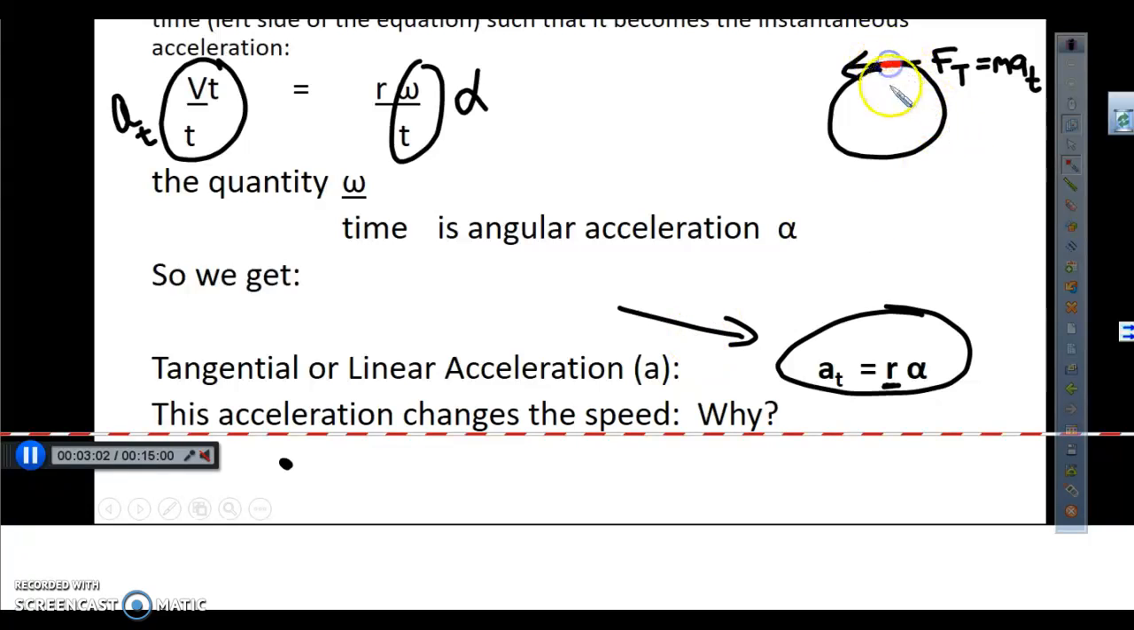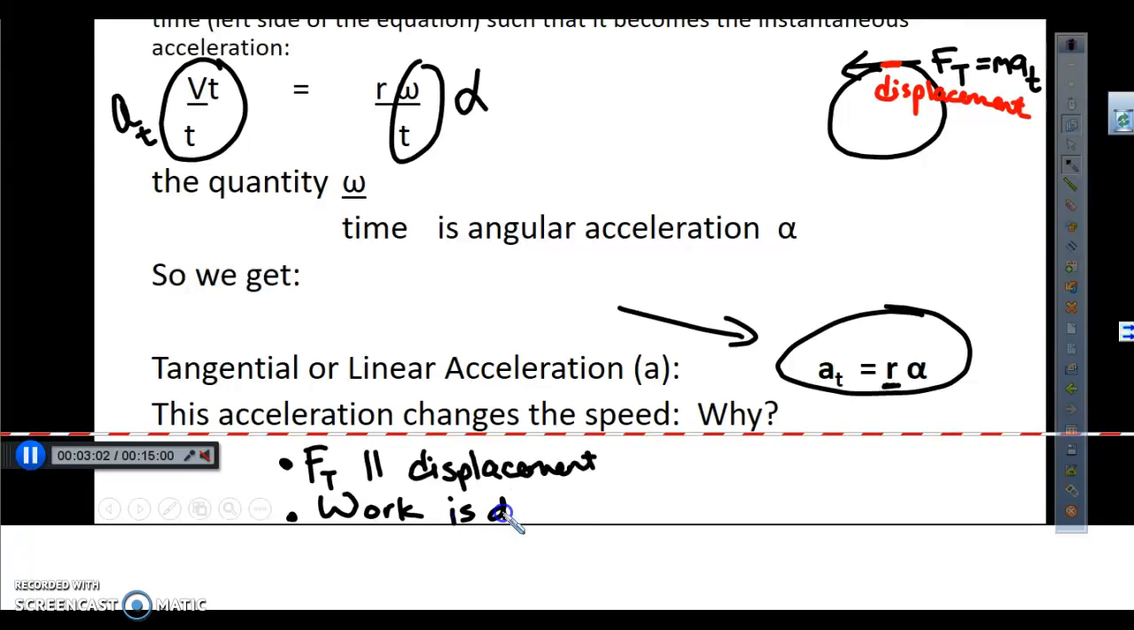I'm going to draw it in red. This is the displacement. So that's the little bit of arc length, and we can take it as the limit approaches just a point. But this force is parallel to displacement, and if you remember, that should hopefully ring a few bells. That force is parallel to displacement, and because the force is parallel to displacement, work is done. Now, that's the only way work is done.